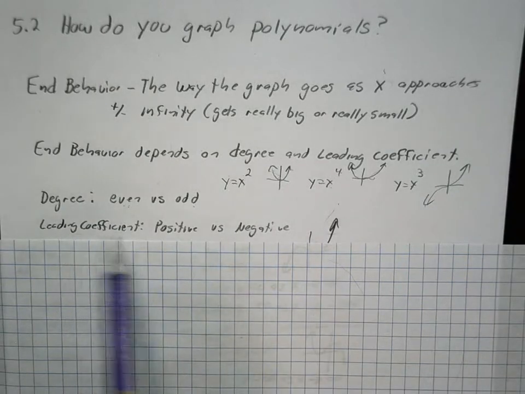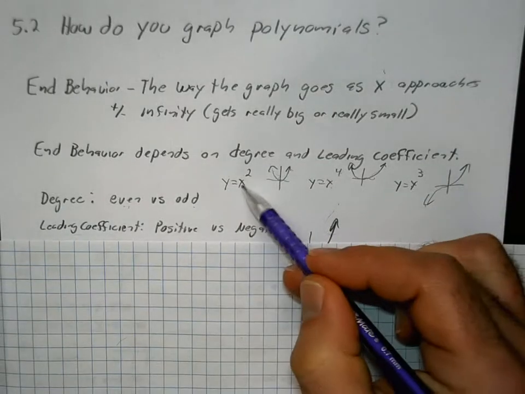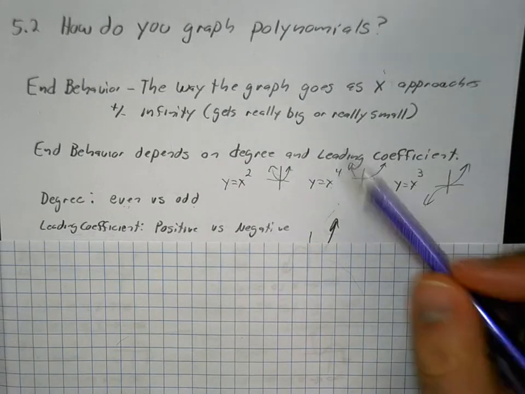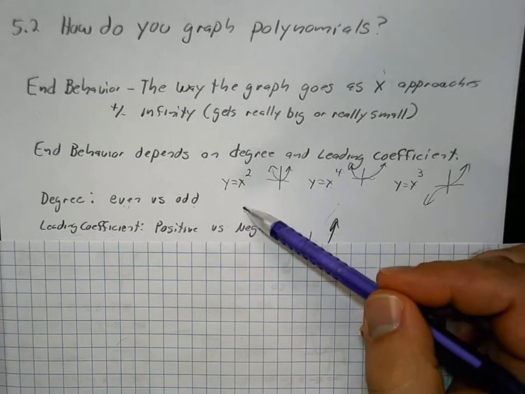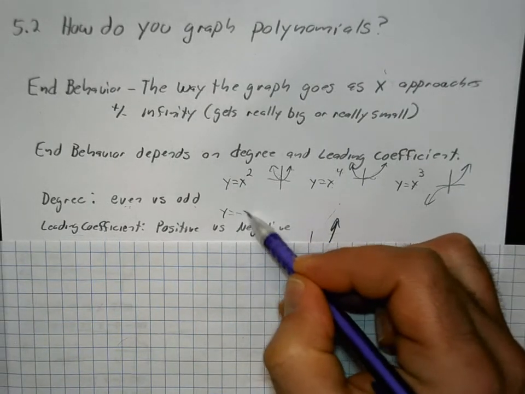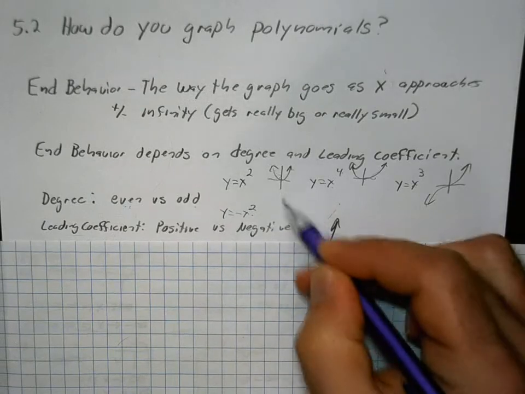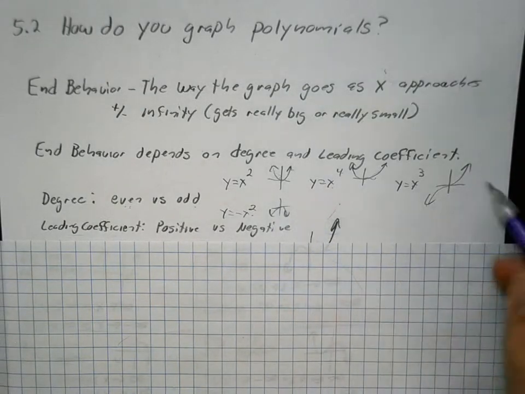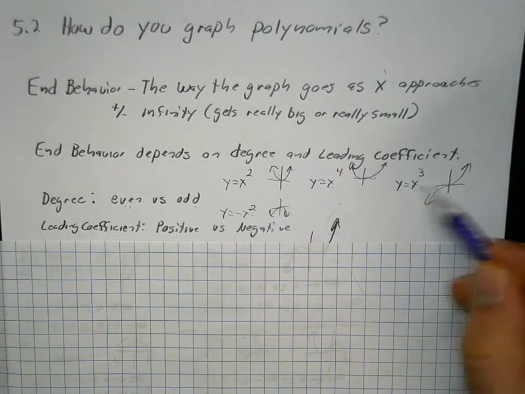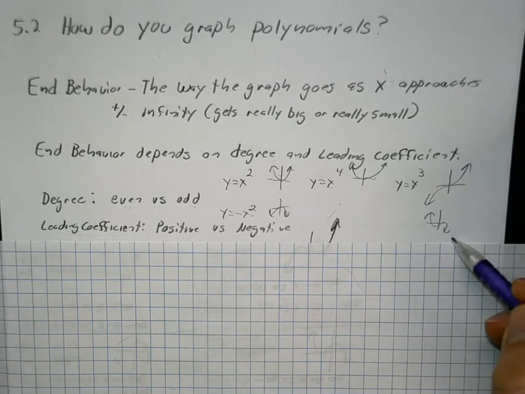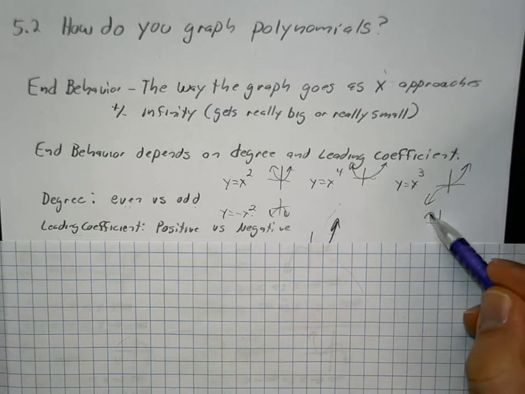Now what's the leading coefficient going to do? Well, what happens if I put a negative number in front of the x squared? Remember what happens? It flips that graph. So now if I was to graph y equals negative x squared, it's going to flip that graph, so both ends are going to be pointing down. Okay, same thing if I put a negative number in front of an x cubed, it's going to flip that graph and it's going to make it look something like this. Okay, so the right side is going to decrease and the left side will increase.